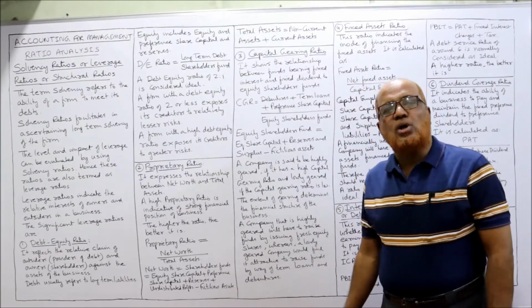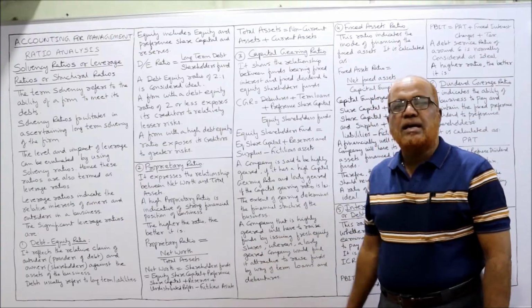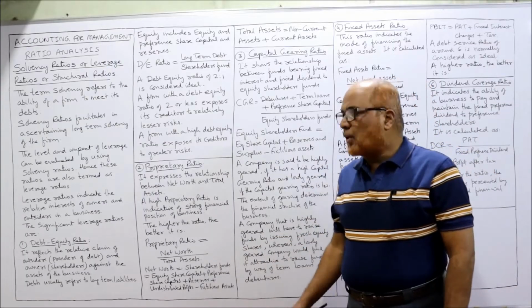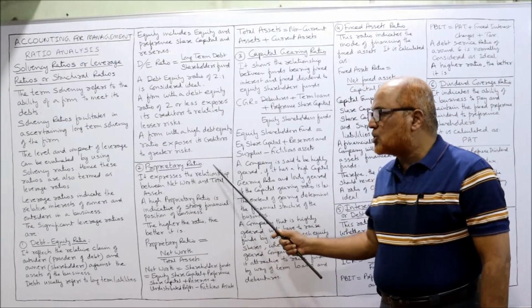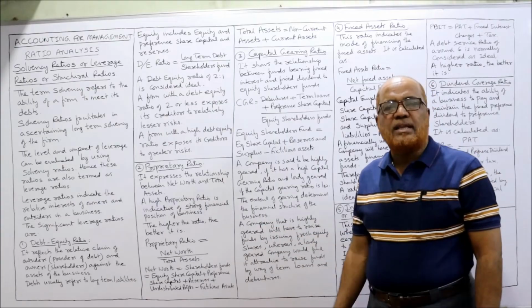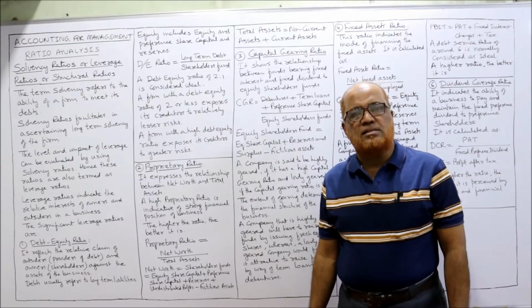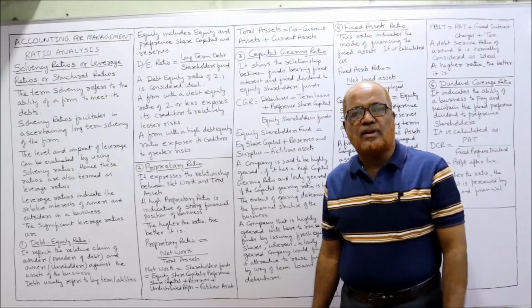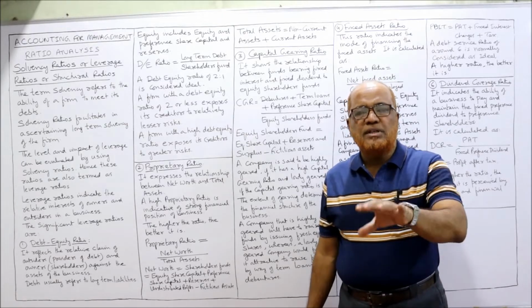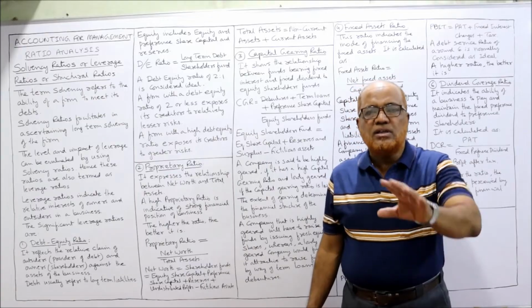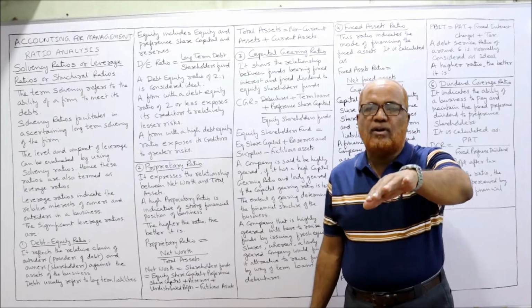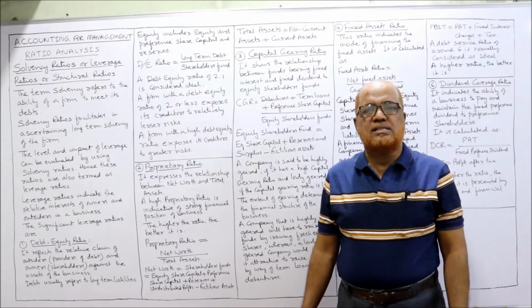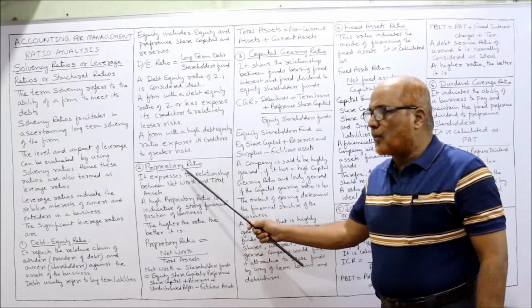The second solvency ratio is the proprietary ratio. The proprietary ratio expresses the relationship between the net worth and total assets. Net worth means shareholders' funds. So what is the relationship between net worth and total assets? That will give you the proprietary ratio.